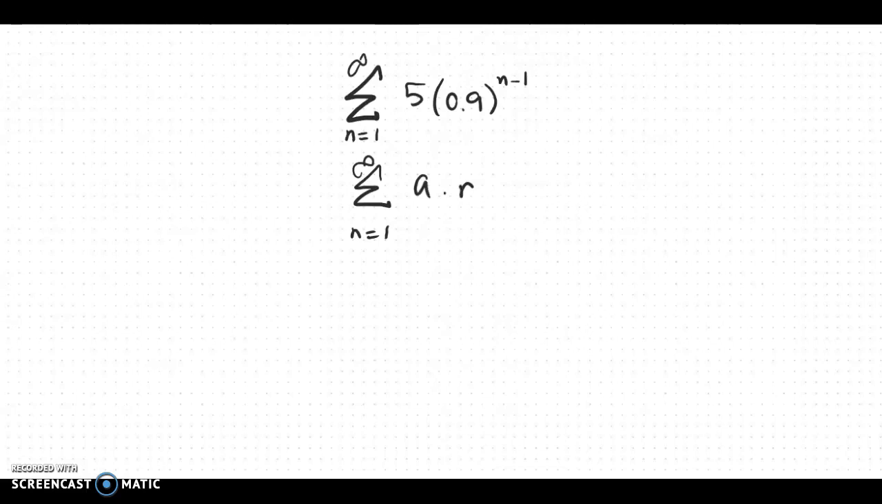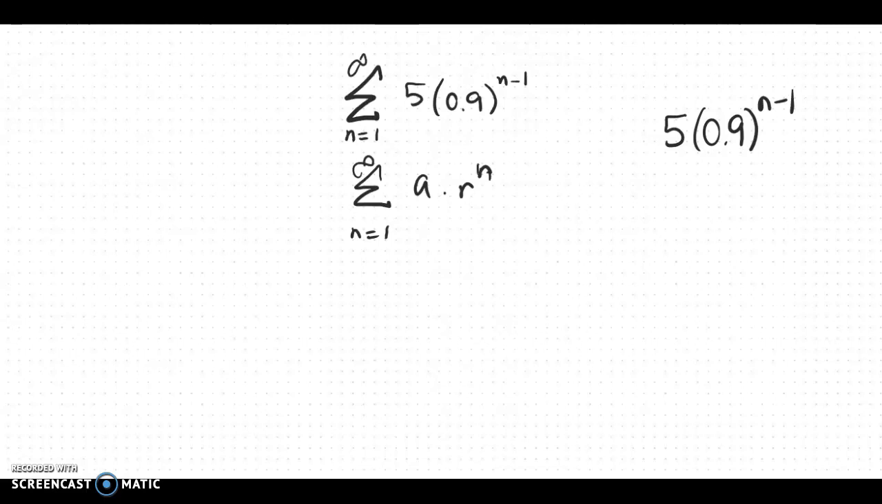Where it's a times r to the nth power. We don't have r to the nth power here. We have a value to the n minus 1 power. So we have to change this around. We're going to rewrite it using some exponent rules so that this would be r to just an n power. So if I was to rewrite this, we're just going to look at this part.